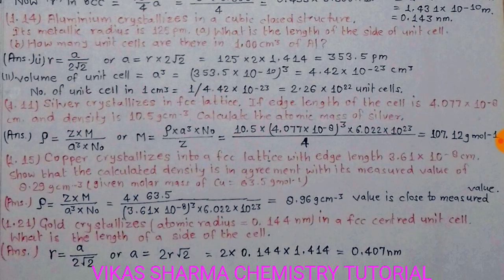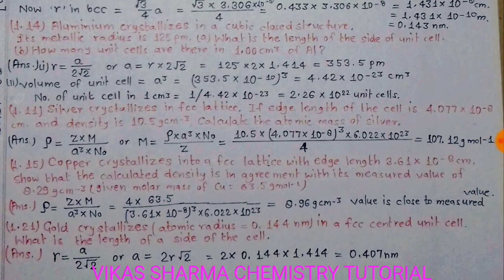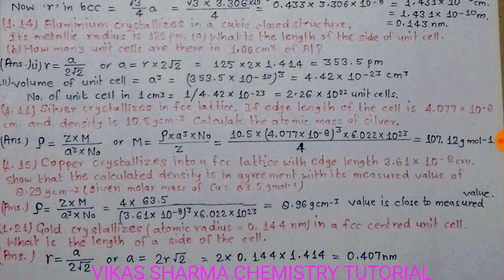So we can solve question number 1.11. Silver crystallizes in an FCC lattice. If the edge length of the unit cell is 4.077 into 10 to the power minus 8 centimeter and the density is 10.5 gram per cubic centimeter, calculate the atomic mass of silver. The formula to calculate density is Z multiplied by m divided by a cube into the Avogadro number, or m is equal to density multiplied by a cube multiplied by the Avogadro number, divided by Z.